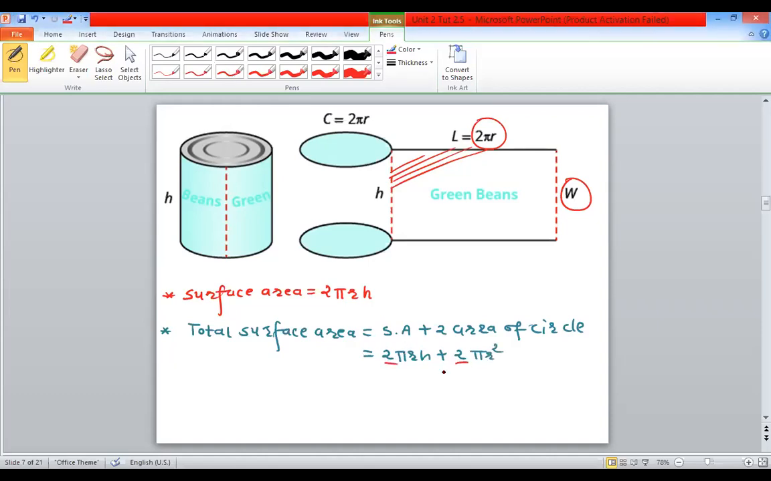Common is 2 in both equations, r is also common and h is also. So common 2 pi r from it. Then the formula of the total surface area is 2 pi r, it's h plus r, where h is the height and r is the radius.